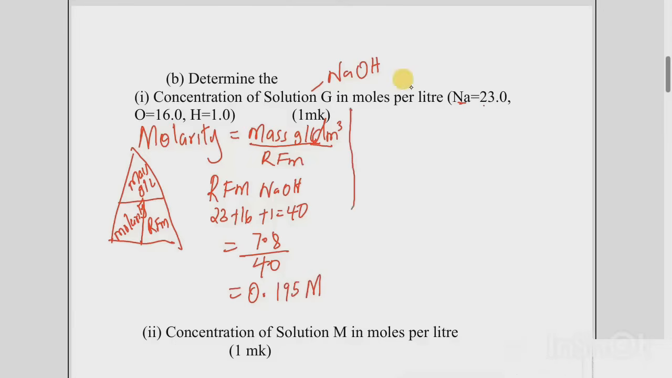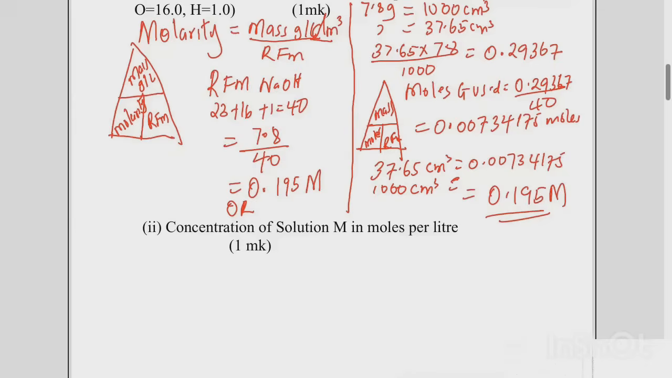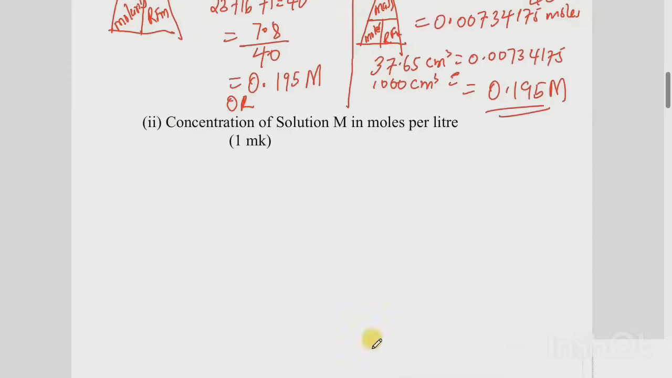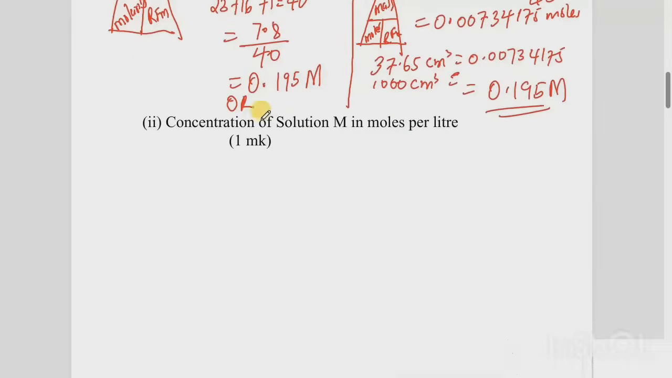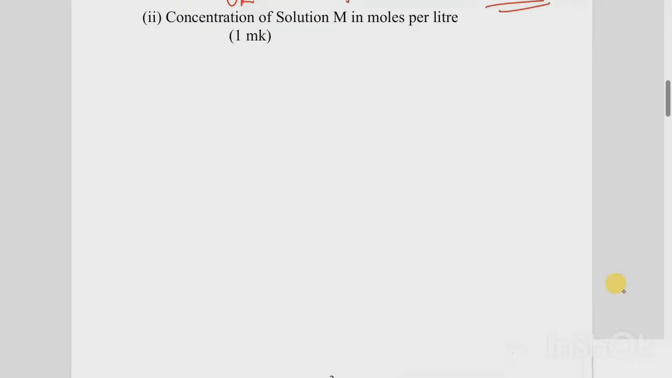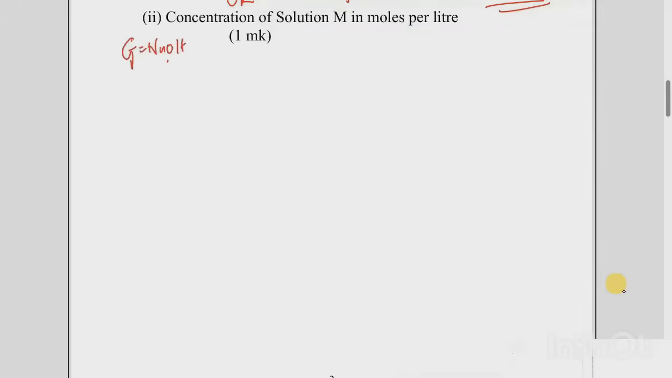There is another way you can do it, though it is a long cut. Now Roman 2. Calculate, the question begins here, determine the concentration of solution M in moles per liter. Remember, solution M reacted with solution G. We know the volumes of both solutions. So what we don't know is the concentration of solution M. So we need to get the moles of solution G. Remember G is equal to sodium hydroxide. So sodium hydroxide reacted with HCl.